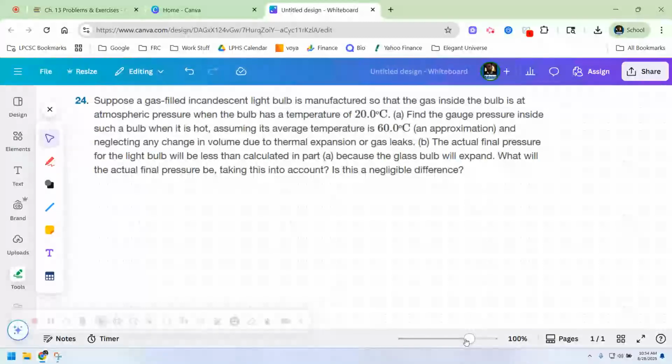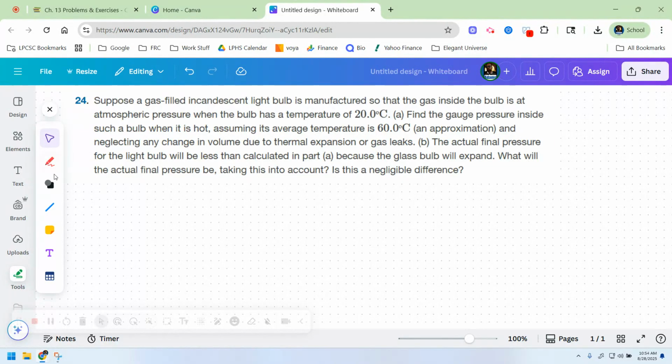All right, so problem 24 says that we have a light bulb and it's filled with gas. That's how they work. So, the gas in the light bulb is at atmospheric pressure, right? So, there's that one atmospheric pressure. That'll be something we'll work with later.